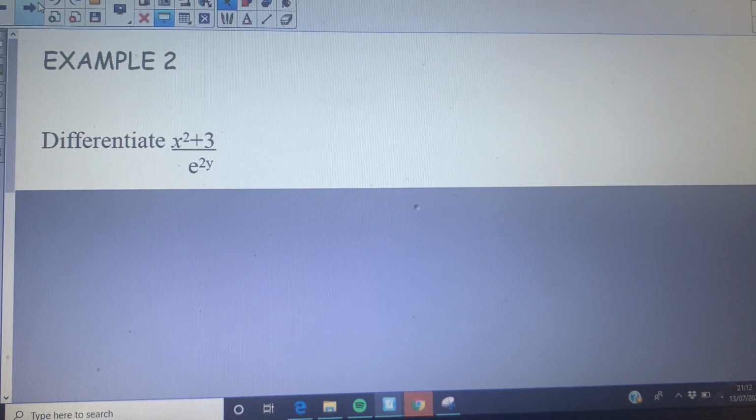Example 2, right, it's a quotient. Now I'm going to differentiate this using the quotient rule, but you don't have to. You could rewrite this as a product, and I think that might even be a better way to do it, but we're going to do this one using the quotient rule. So you're given the quotient rule. Again, you just have to be mindful because this is not explicit. It's a mixture of x's and y's.